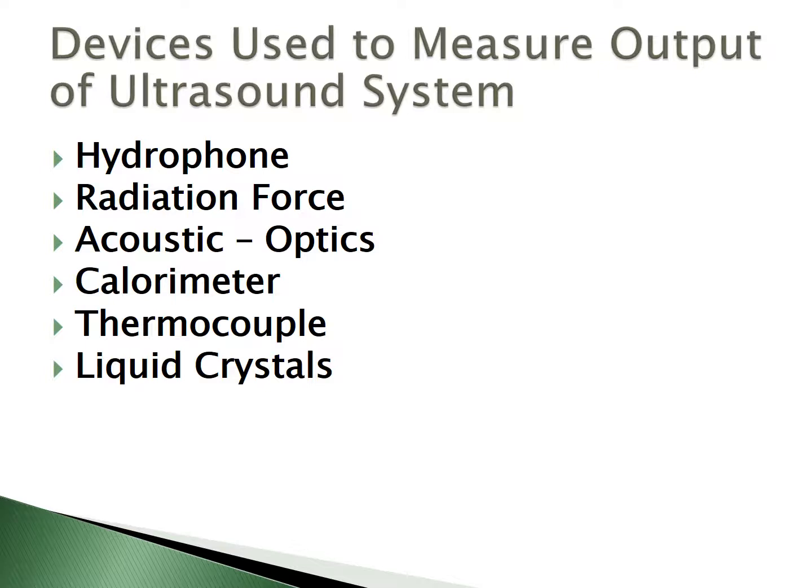The main part of studying bioeffects of ultrasound is to know the intensities and the energy that is coming out of that ultrasound beam. There are 6 devices that we use to do that: the hydrophone, radiation force balance, acoustic optics, colorimeter, thermocouple, and liquid crystals. You're going to want to know all 6 of these, and we'll go over each of them in a little more detail.